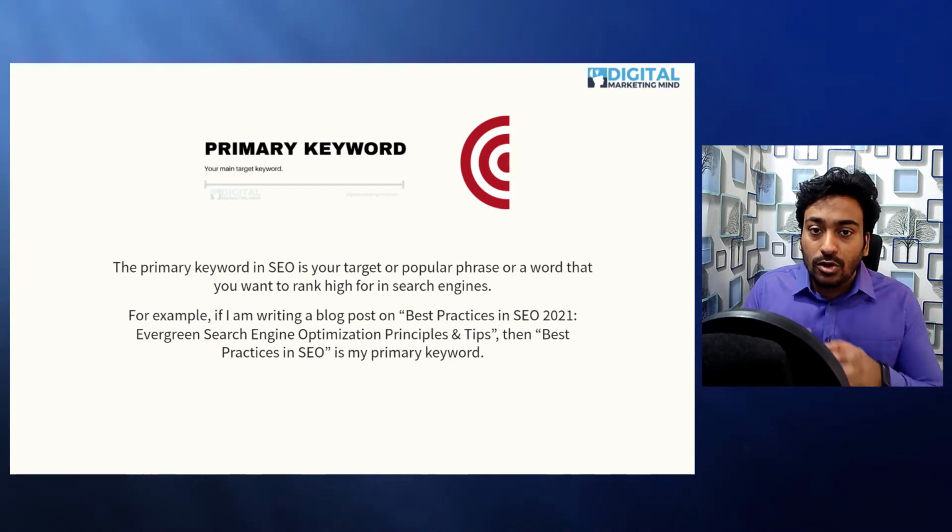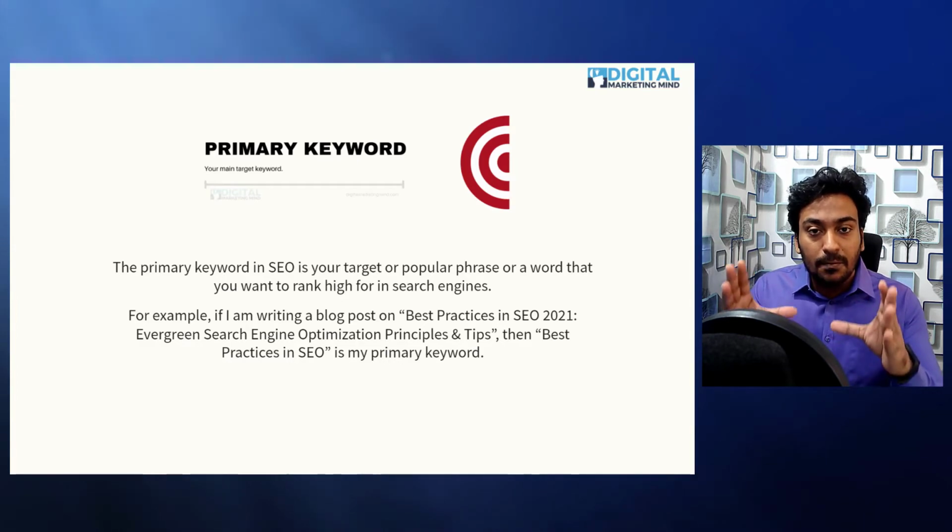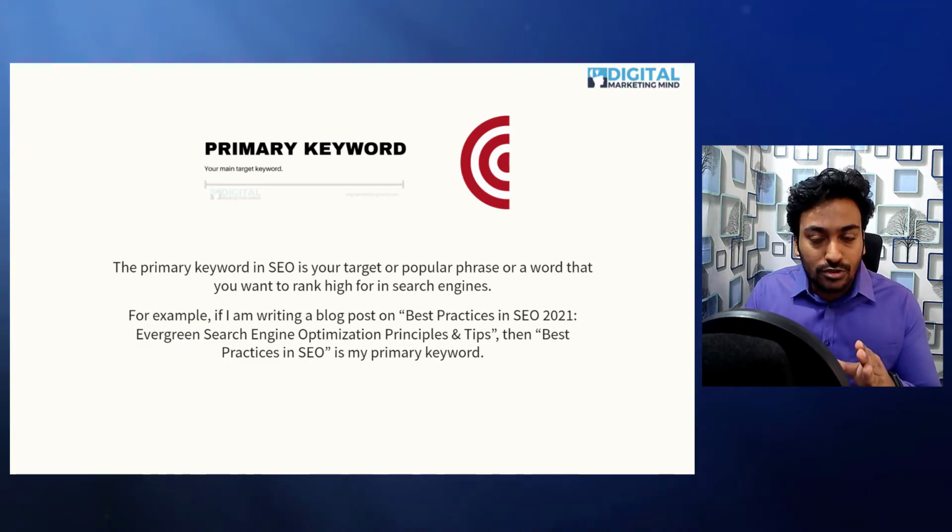Primary keyword in SEO is your target or most popular phrase or word that you want to rank high on the search engine. For example, again, if I'm writing a blog post on best practices in SEO 2021 with evergreen search engine optimization principles and tips, then my primary keyword is best practices in SEO. When it comes to keyword research, primary keyword is sort of like your main keyword. That's what we classify. For example, we won't have one keyword for one web page. We will have hundreds of keywords depending on the need, but whatever keyword we consider the most important or the most focused keyword that I ideally want to rank for in the top one position, we name as the prime keyword or main keyword, depending on which term you prefer to use.